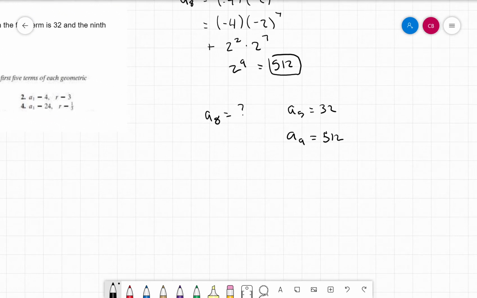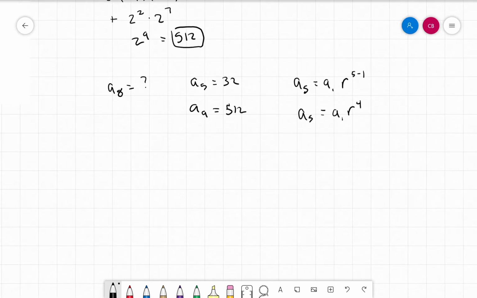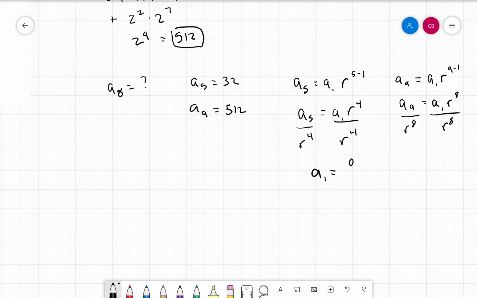We're going to figure out the ratio. So we know a_5 is equal to a_1 r to the n minus 1, where n is 5 minus 1. So that means a_5 is equal to a_1 r to the 4. Well, similarly, we have a_9 is equal to a_1 r to the 9 minus 1, which means that a_9 is equal to a_1 r to the 8. And so we have two things where we have a_1 in them. So let's just divide by r to the 8 and r to the 4. Okay, so that gives us a_1 is equal to a_5 over r to the 4, and a_1 is equal to a_9 over r to the 8.